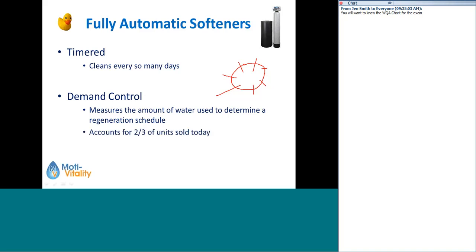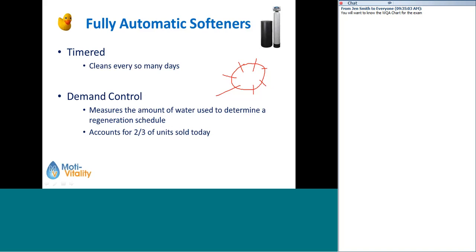The book says that it accounts for about 2/3 of the units sold today, but this book is over 15 years old. So my guess is that this is going to account for probably 85–90% of the units out there. There are still some timered systems being sold, and on occasion there is some value in putting in a timered system, but almost all of them that are sold nowadays are the metered systems. They keep track of the gallons.